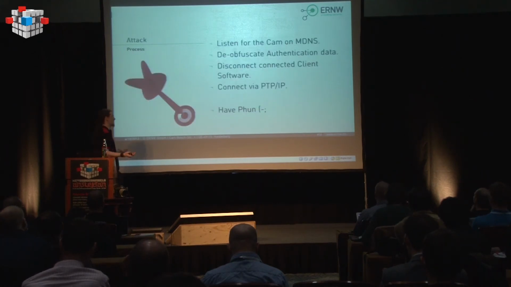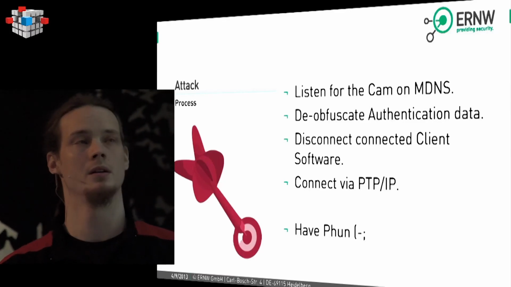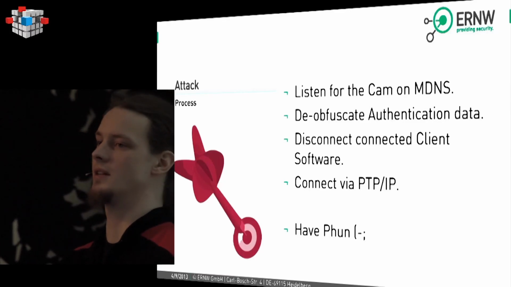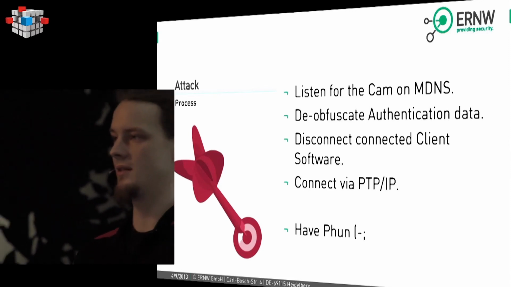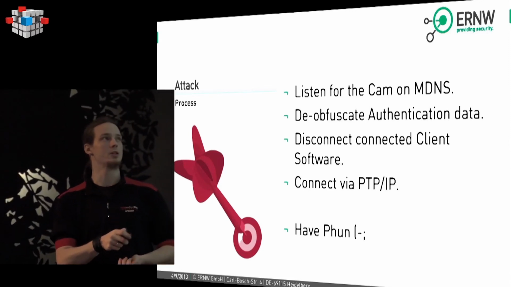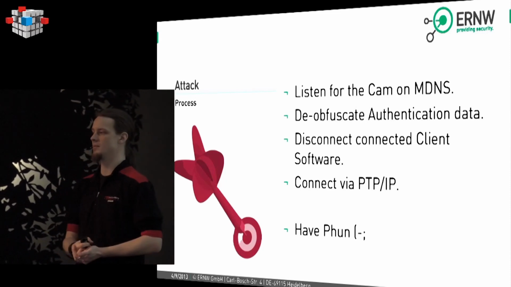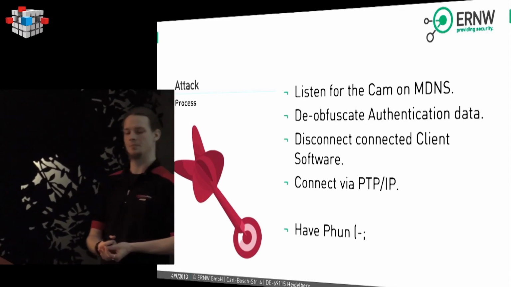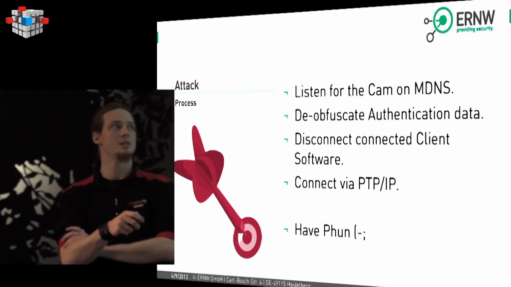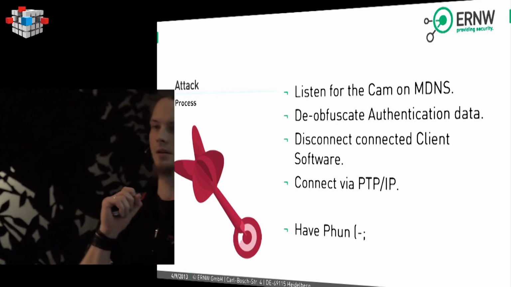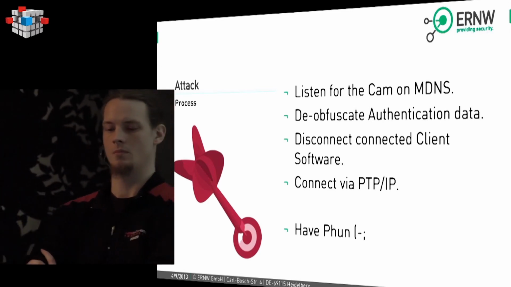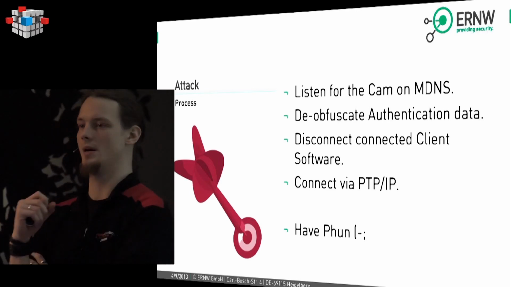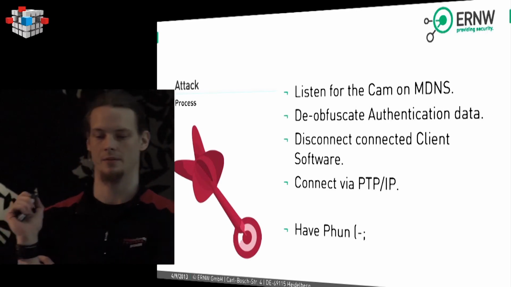Okay, so now we're almost finished. We got a whole attack path. So first, we just listen for the camera to broadcast the authentication data via multicast DNS. Then we just need to deobfuscate the authentication data, so we got the right GUID string to authenticate with the camera. Then we need to disconnect probably connected client, and afterwards connect via PTP IP and have some fun.